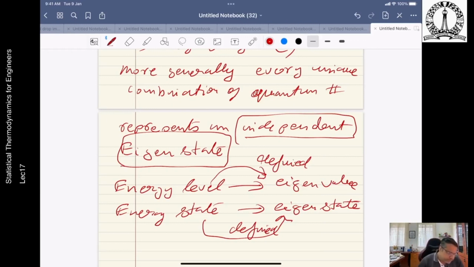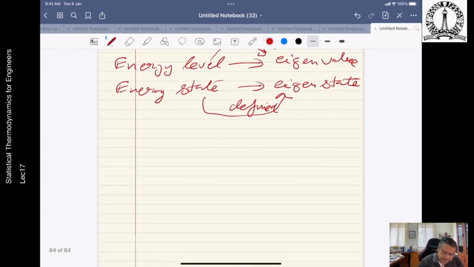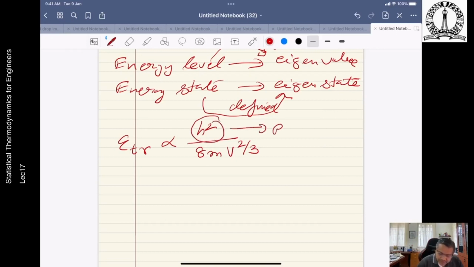Now, the third point is that if you look at it a little bit more carefully, E translational is proportional to h squared divided by 8 m V to the power of 2/3. Now if you look at it, h is the Planck's constant.